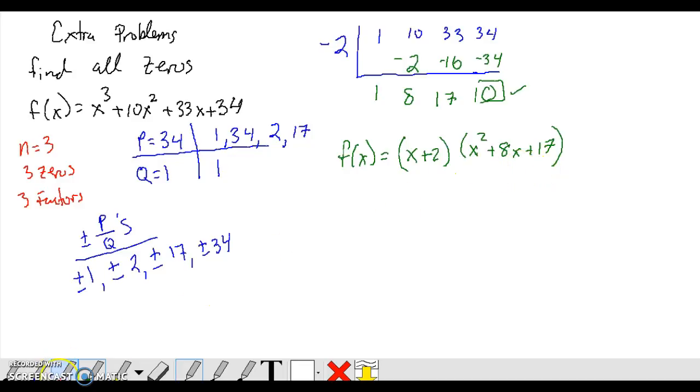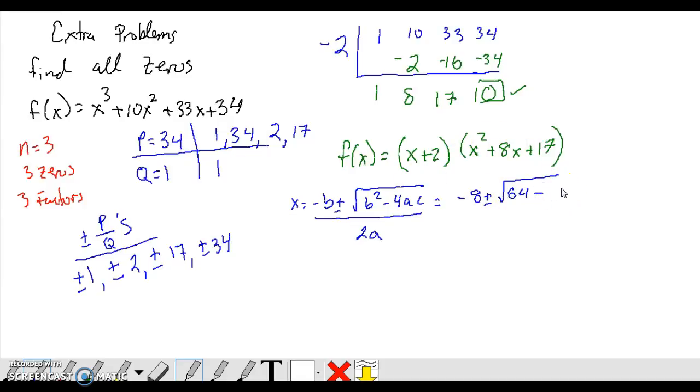So what do we have to use? We have to use our lovely quadratic formula. So x is equal to negative b plus or minus the square root of b squared minus 4 times a times c, all over 2a. Sometimes we do have to come back to that. So let's see what we get. This will give you negative 8 plus or minus the square root of 8 squared, which is 64, minus 4 times 1 times 17, which is 68, all over 2 times 1, which gives us 2.